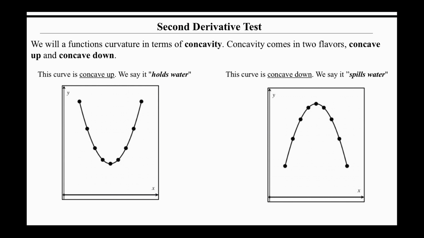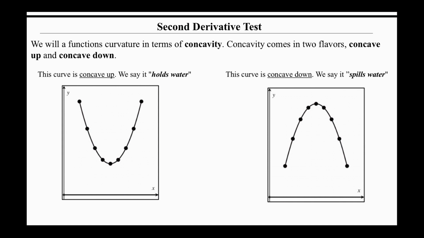Okay. So concave up, the easy way to think about something that's concave up is it holds water, right? You can see this parabola here, it would hold water. Concave down means it spills water. That's the easy way to think of what is concave up and concave down.